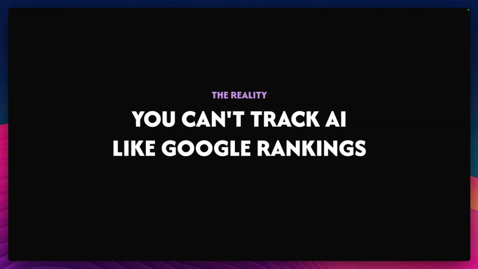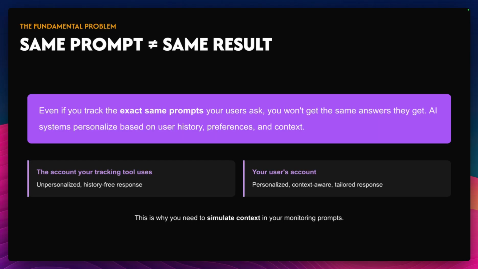And first of all, you can't track AI like you did with Google rankings. The reason for that is that even if you used the same prompt as your clients use, you wouldn't get the same result. Whatever tracking tool you're using, those tools use unpersonalized, history-free accounts, more or less, because they use a scraper in incognito mode. Some tools also use the API, but it's basically the same thing. But if you could choose between those, always choose the scraper.